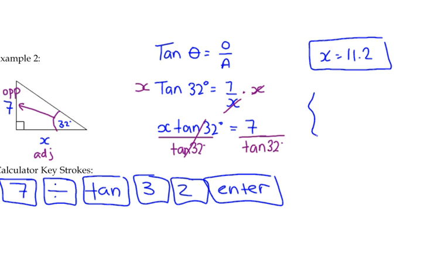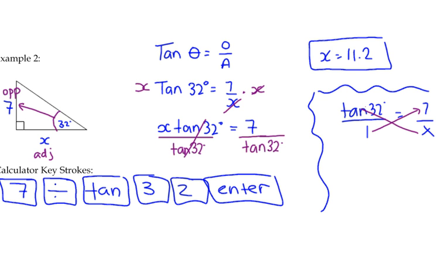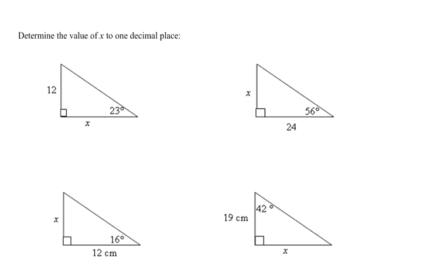Now again, you could have dealt with this with cross multiplication. So really quickly, tan 32 over 1, you just put tan 32 over 1 equals 7 over x. And so what you're going to do is bring the 1 over here and the x over there. So x tan 32 equals 7, and then divide by tan 32. Okay. So cross multiplication would work too. I know. I said it again. Okay. So what do we do here?